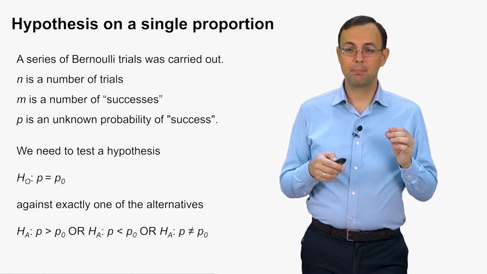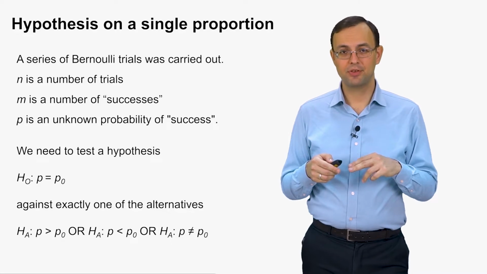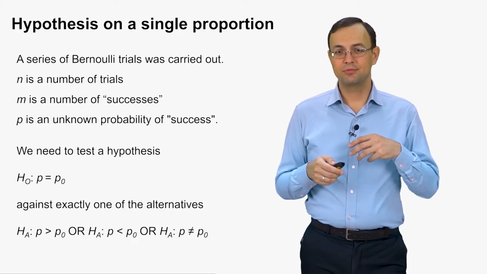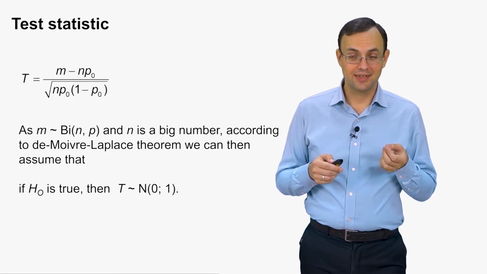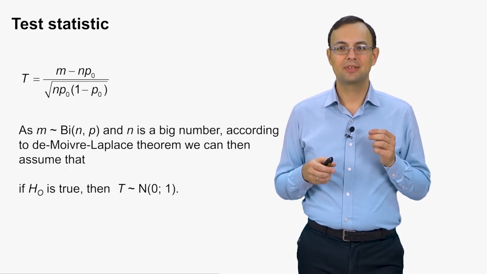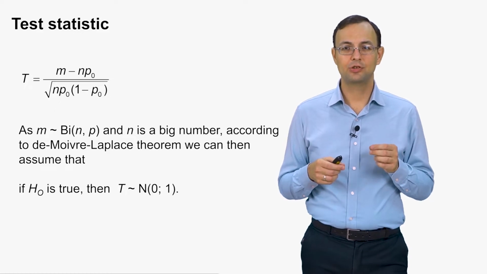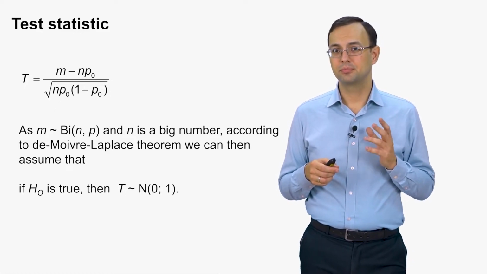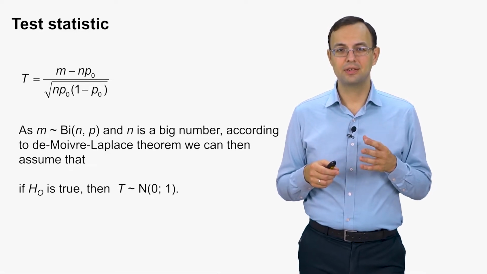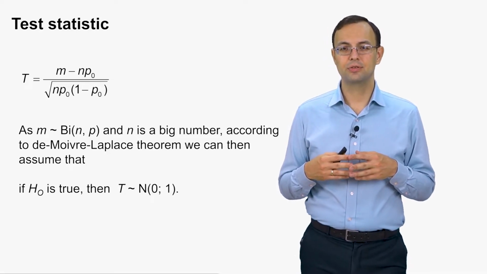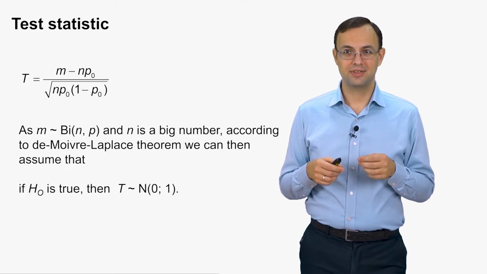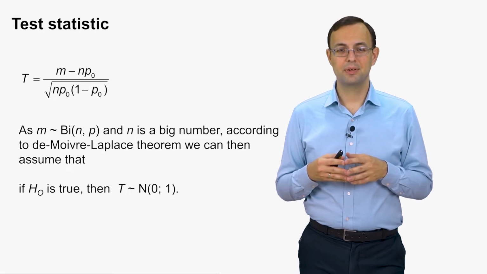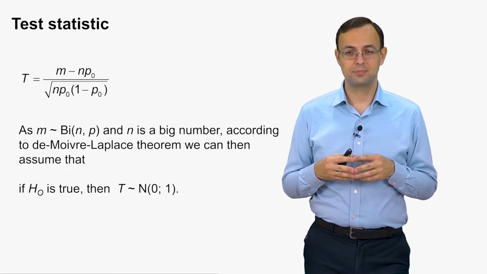After the pair of hypotheses, the null hypothesis and the alternative hypothesis, is chosen, we introduce the test statistic. The test statistic to test such a hypothesis is a random variable calculated according to the formula you can see now. T is the test statistic, and T is equal to m minus n p0 divided by the square root of n p0 times 1 minus p0.